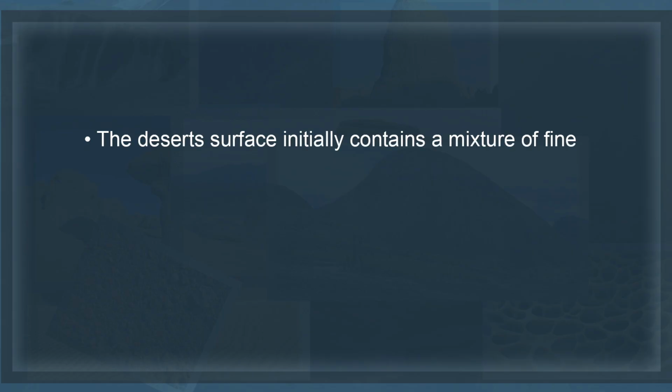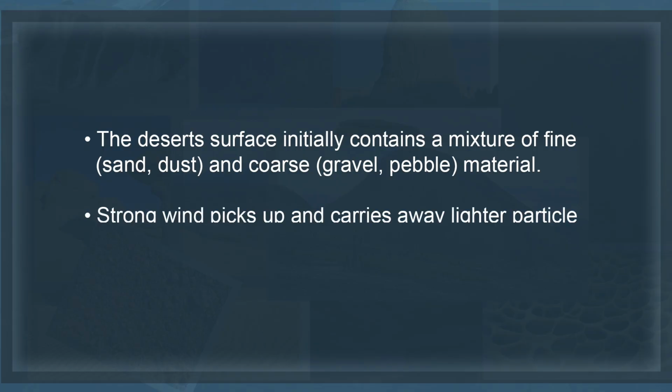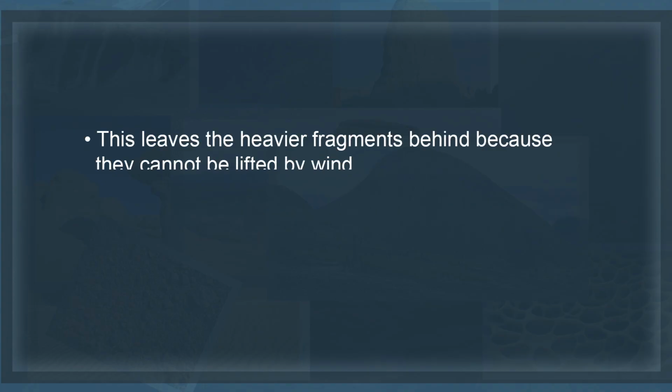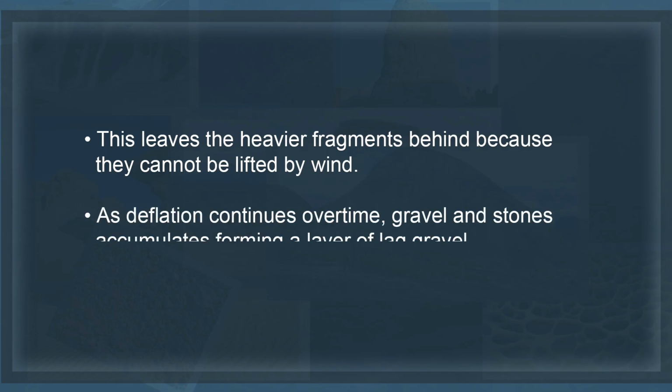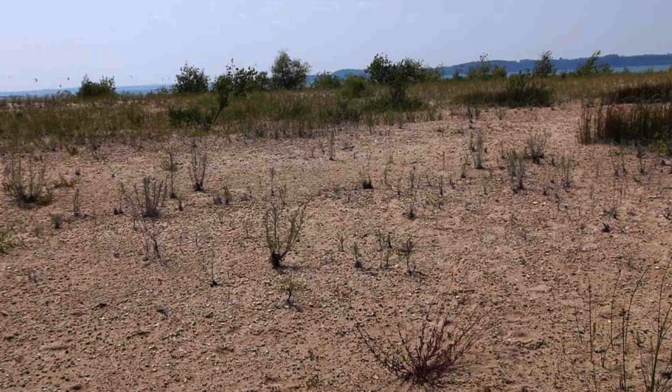The desert surface initially contains a mixture of fine sand, dust and coarse material like gravel and pebbles. Strong winds pick up and carry away lighter particles like fine sand, silt and clay. This leaves the heavier fragments behind because they cannot be lifted by the wind. As deflation continues over time, gravel and stone accumulate, forming a layer of lag gravel. Eventually, this gravel layer protects the surface from further deflation.